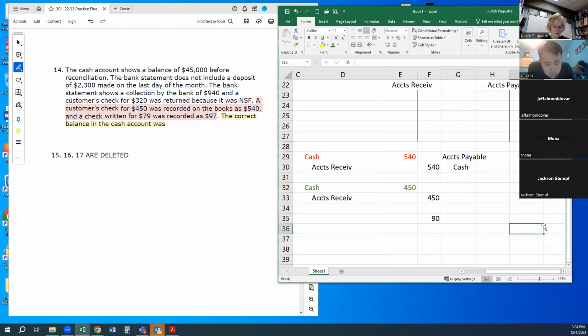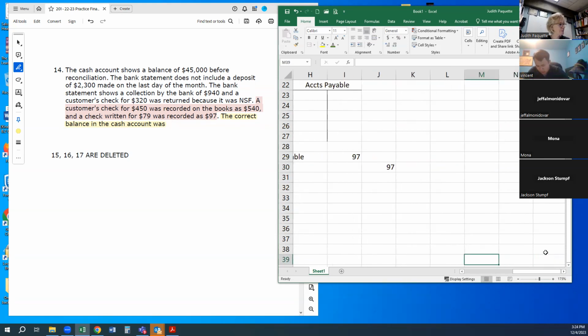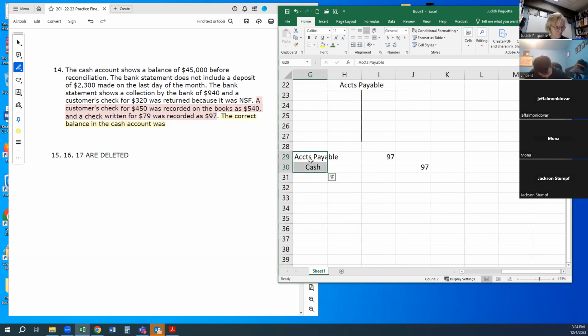Okay, so let's move this over a little bit. We wrote a check for $79, but we recorded it as 97. Okay, that was the bad journal entry. It should have been 79. What is the difference?